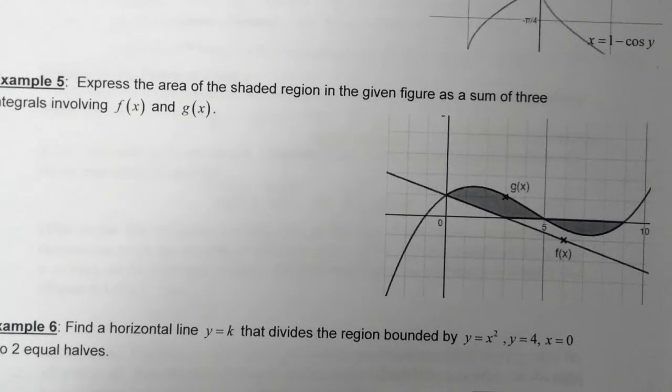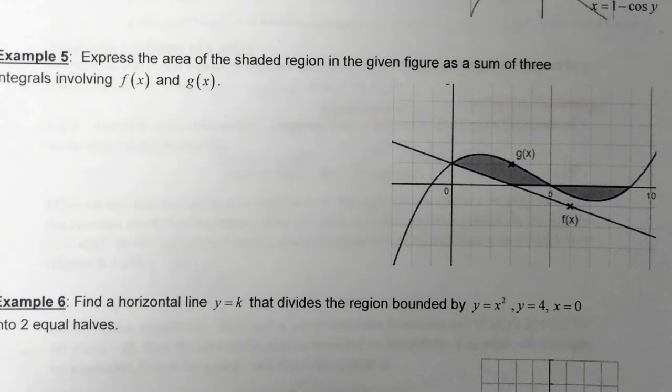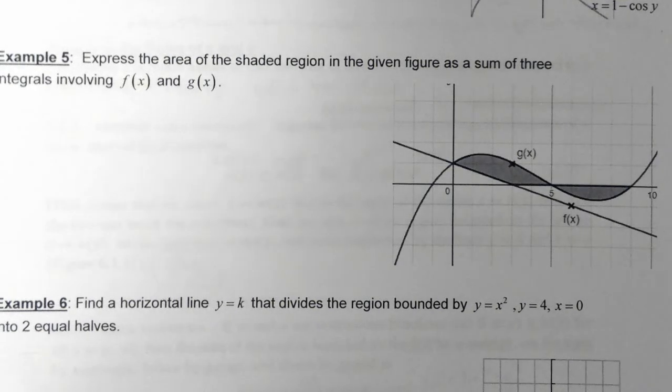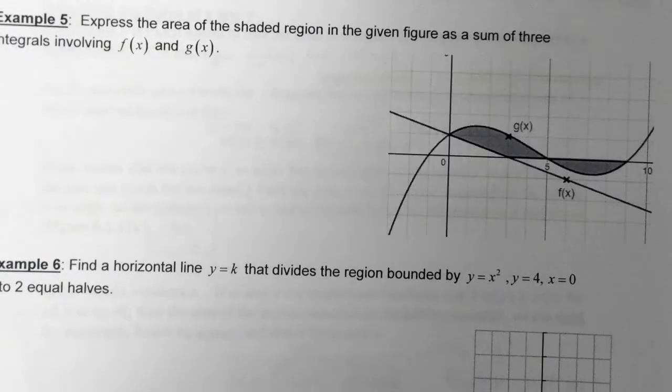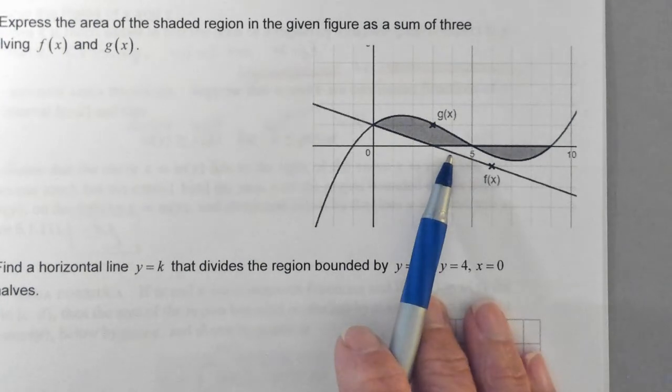Okay, so here it says express the area of the shaded region in the given figure as a sum of 3 integrals. So it already tells you that you have to have 3. All right, so you need to take a look. Quick question. Is this going to be with respect to x or with respect to y? How do you know that? Yeah, it looks more like a top minus bottom. That's the easiest way to do it, and it's definitely not vertical.